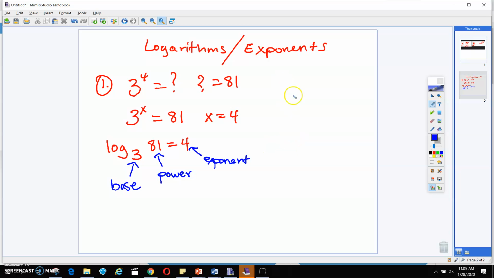So again, back in that Algebra 1 class, you were introduced to this equation, y equals a times b to the x power, right? And your teacher told you that b was your base.